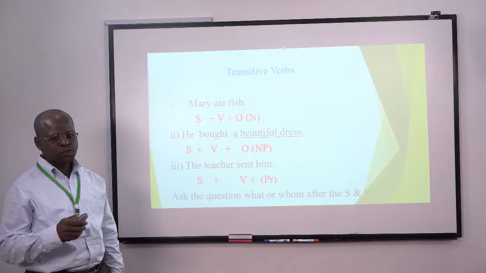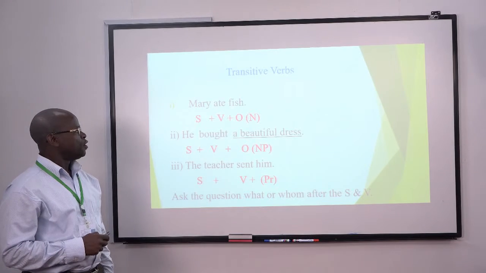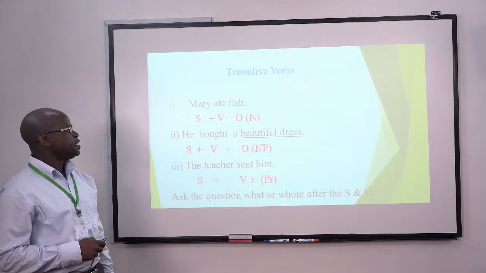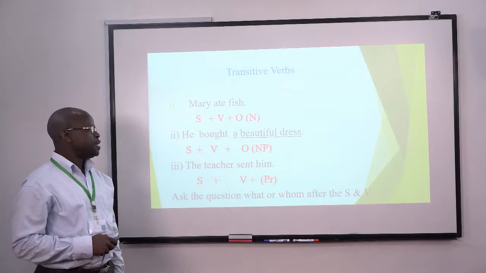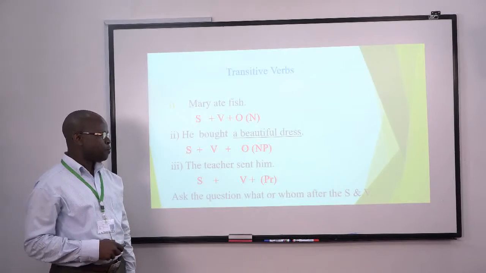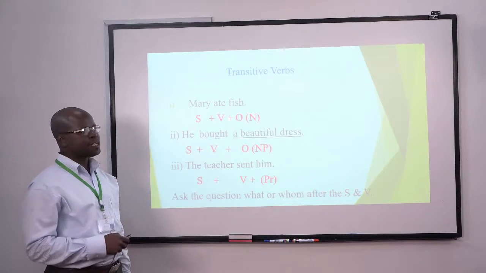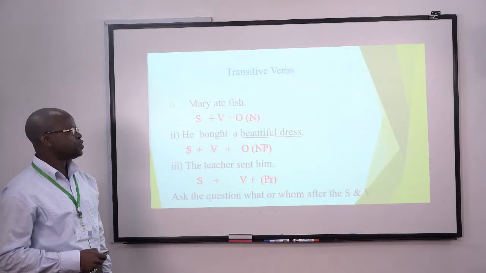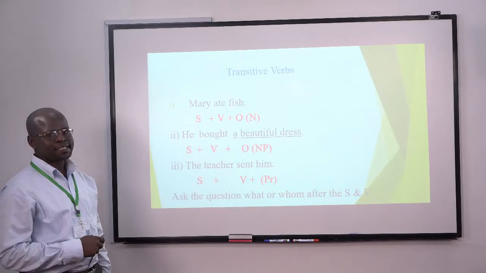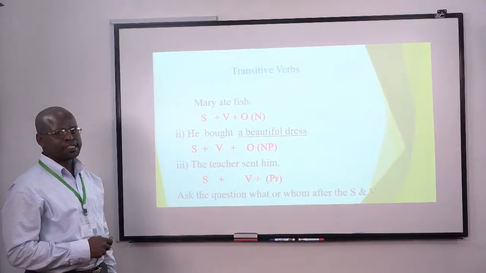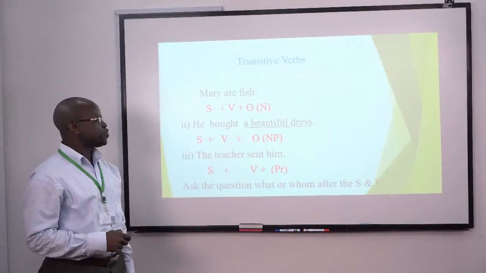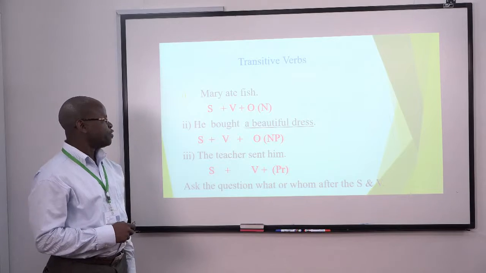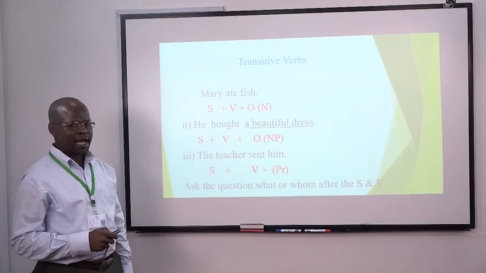You need also to note that objects can be represented by a noun, noun phrase, or pronoun. Like in sentence number 2, he bought a beautiful dress. He is the subject, bought is the verb, a beautiful dress is a noun phrase, which is the object. So the verb bought is a transitive verb.